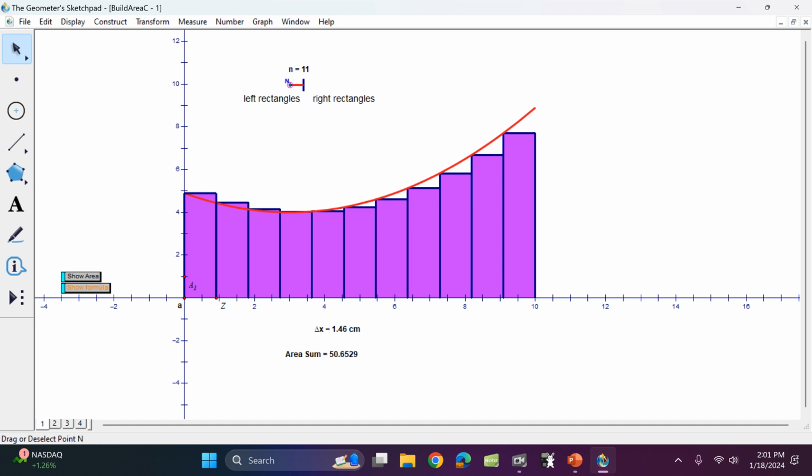So in that picture right there, I have 11 rectangles. And there's a bunch of wasted space. By wasted space, I mean there's white area below the curve, there's purple area above the curve. How do I get the most accurate answer possible? Yeah. By splitting the rectangles up into smaller rectangles?